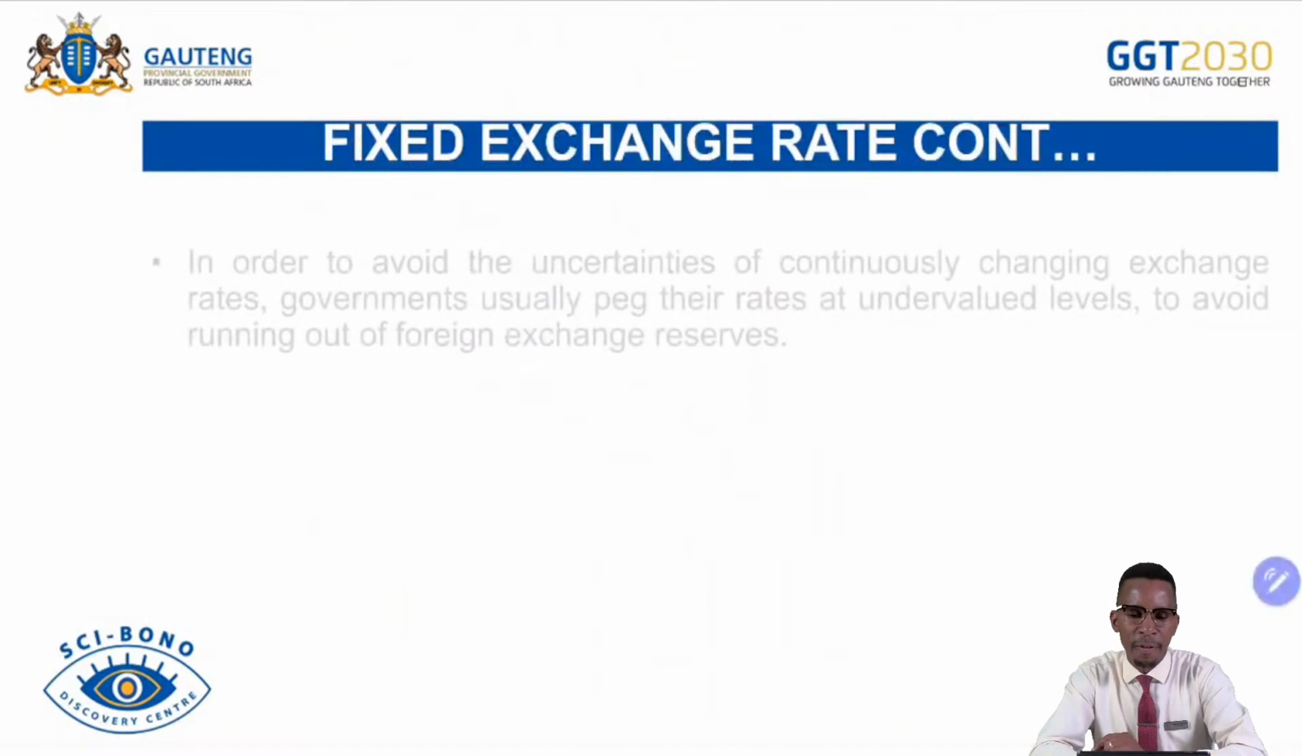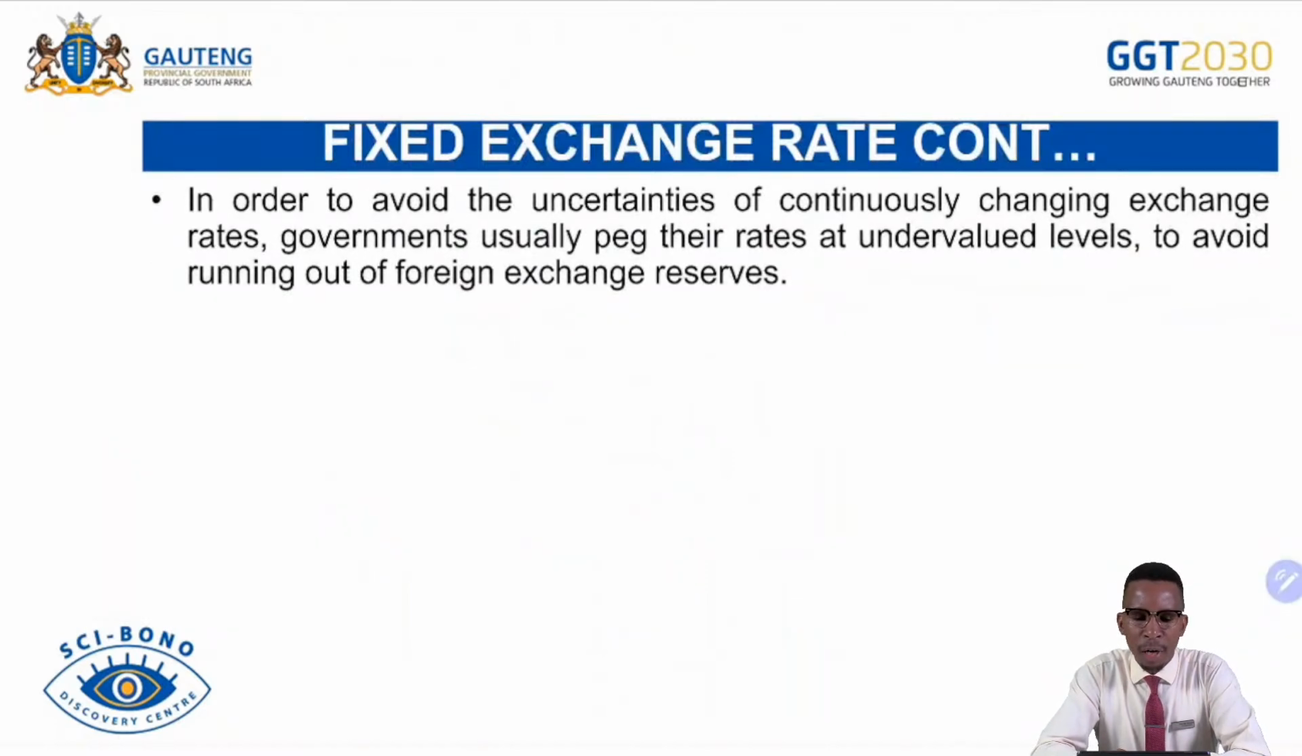We continue with the fixed exchange rate. In order to avoid the uncertainties of continuously changing exchange rates, governments usually peg their rates at undervalued levels and avoid running out of foreign exchange reserves. So now we are talking about the undervalued. If the currency is undervalued, that means the currency maybe should be costing 6 rand equals 1 US dollar, but it is costing 12 rand equals 1 US dollar. That currency is undervalued. It should be stronger than that, but it is undervalued.